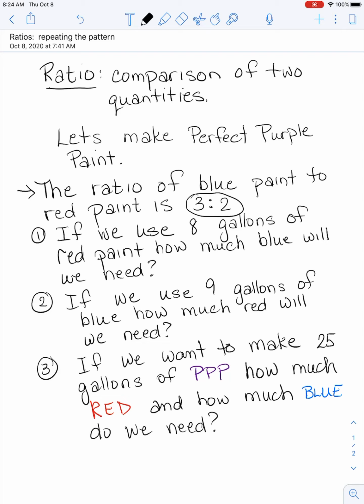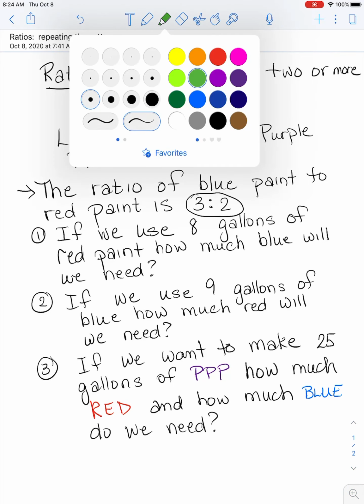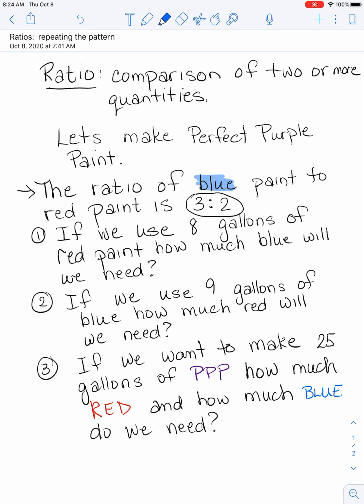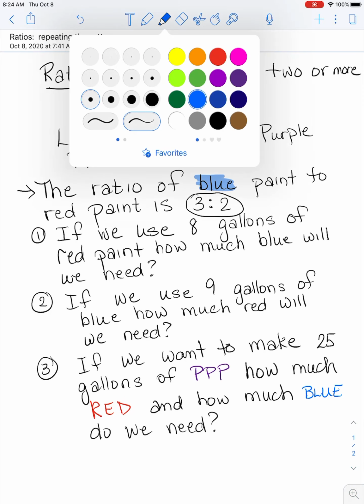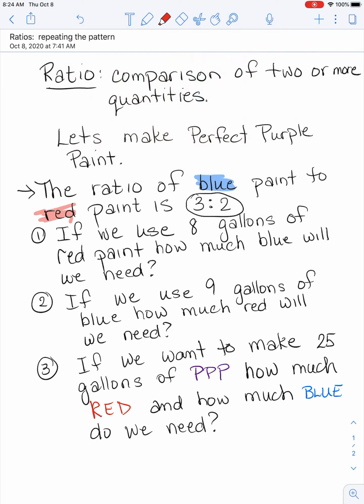Okay? Now, you may recall that a ratio is a comparison of two or more quantities, and quantities are just amounts. Okay? So I know that my ratio of blue, and I'm going to highlight this so I can easily reference it, to red is 3 to 2. Okay, so you can see the blue is highlighted in blue and the red in red so that I don't forget.